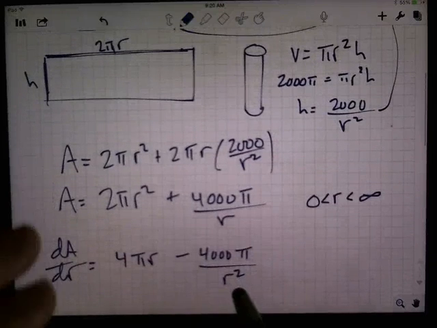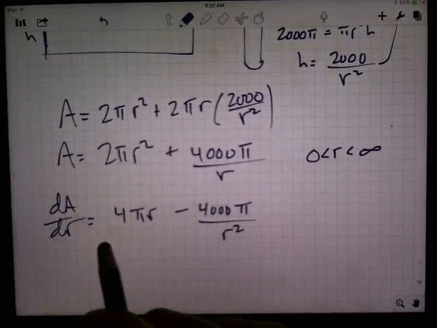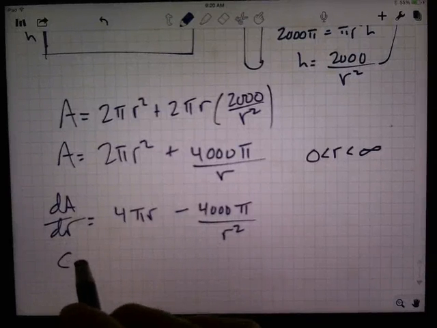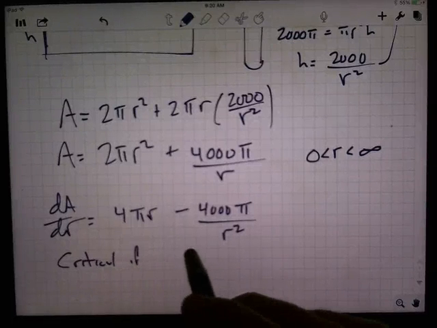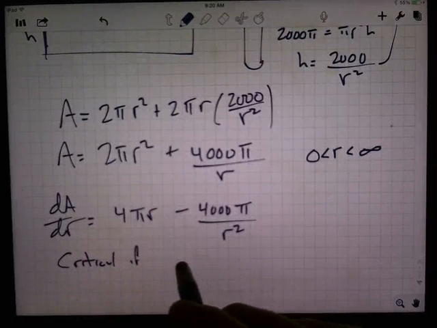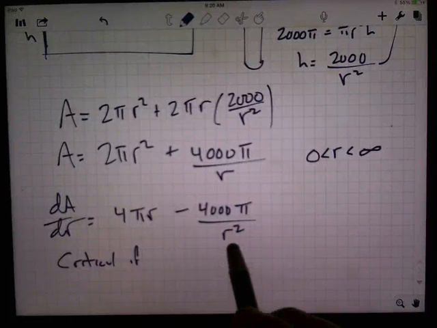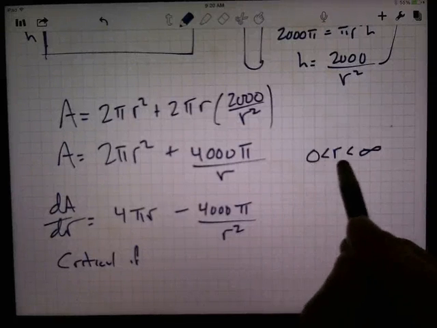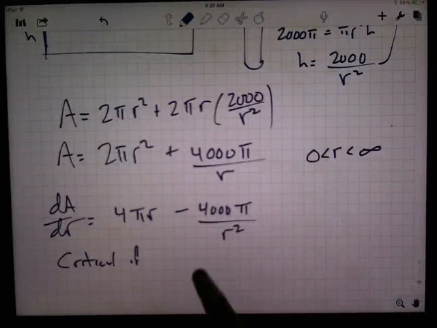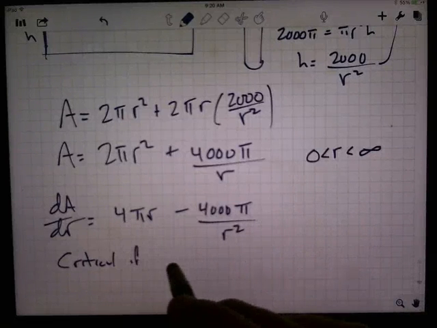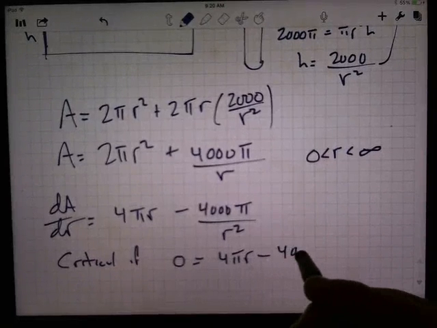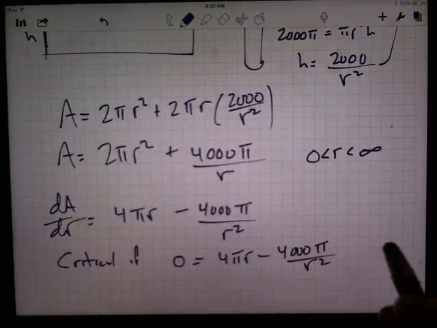What are we looking for? Min in this case. So we've got to find when it's critical. Critical if the derivative equals 0, or if it's undefined. In fact, there is a place where it's undefined, because when r is 0, this is going to be a problem. But when r is 0, that's not part of the domain we're looking at. So I don't have to worry about r equals 0. I'm just looking at, when is the derivative equal to 0? So 0 is equal to this thing, 4 pi r minus 4,000 pi over r squared.